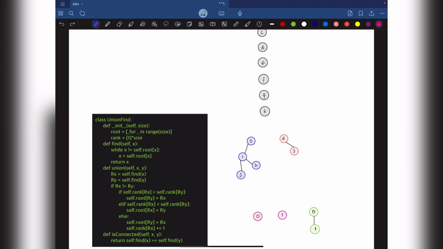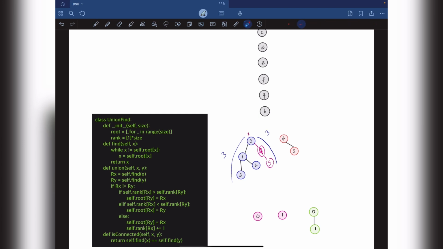I'm assuming I'm merging 0 and 4, and that 0 is the root of 4. If that happens, the entire tree will look something like this. This is the 4, and this is the 5. So what was the initial height? The initial height was 3. What is the current height after merging? It is still 3.